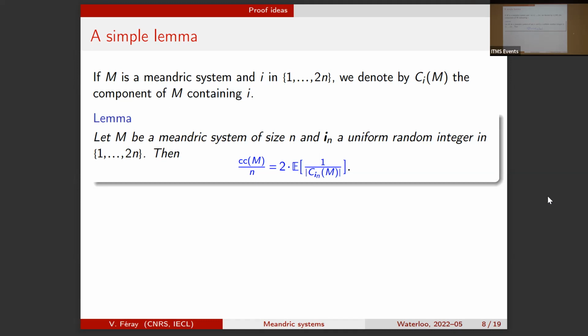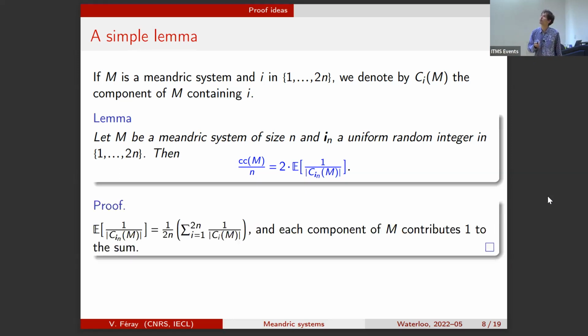And okay, I could have left that as an exercise, but we already have homework from this morning's talk, so I will give you the solution for that one. And it's very easy, as I said. You just write down explicitly what expectation means. Here we have a uniform random element, so it's just 1 over 2n times the sum. And in this sum, you can observe that each connected component contributes 1.